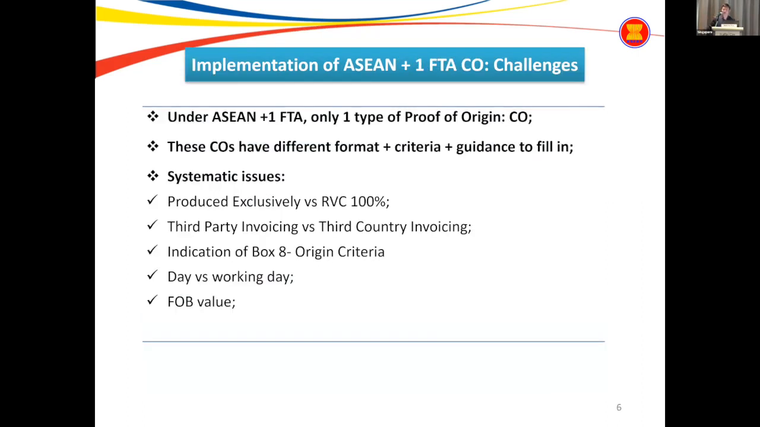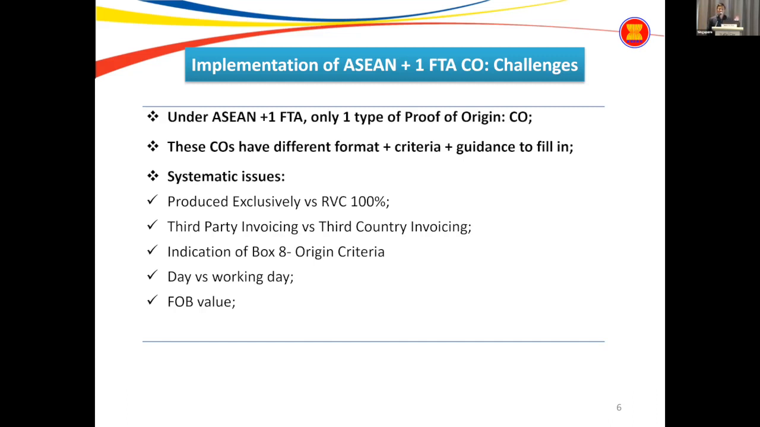Later, I will go in depth on ASEAN proof of origin, because I spent nearly one-third of my working life on ASEAN implementation of rules of origin. And we got a lot of implementation issues, even with only the CO, because with ASEAN plus one we have only CO. But even with only CO, we have a lot of implementation issues, because with each partner the format of the CO is the same, but the way of implementing it is different.